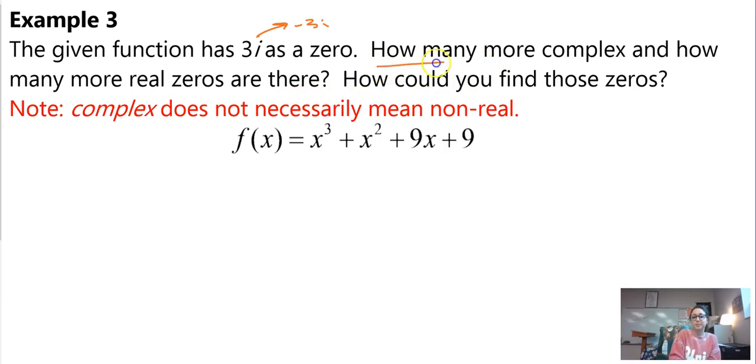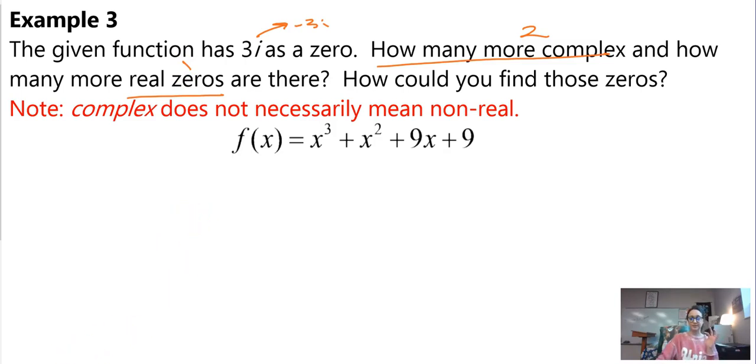So how many more complex? Well, complex is total number of zeros. So in total, how many zeros do we have? We have 3. We were given one of them, so in total we have 2 more. How many more real zeros? Well, I know I have 3i, meaning I know I have negative 3i, so those have to come together. Those have to come in pairs, right? So I must have 1 zero that's real, has no imaginary piece to it. All right, so now let's go ahead and find all the zeros.